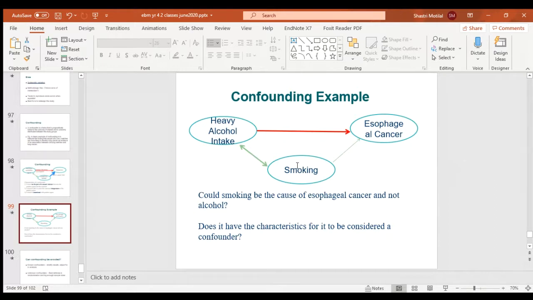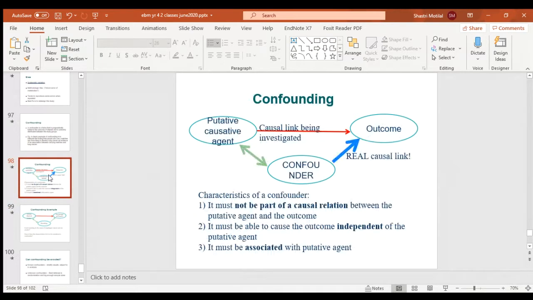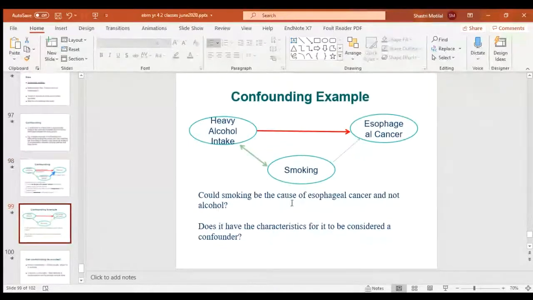Smoking is the classic example here because smoking goes with alcohol. So a person who drinks alcohol is more likely to smoke compared to a person who does not drink alcohol. But smoking could cause esophageal cancer even if someone does not drink. So smoking meets the three-part criteria to be a confounder. Can anyone think of any other confounders here apart from smoking? Any other factor that could confound the association between alcohol and esophageal cancer?